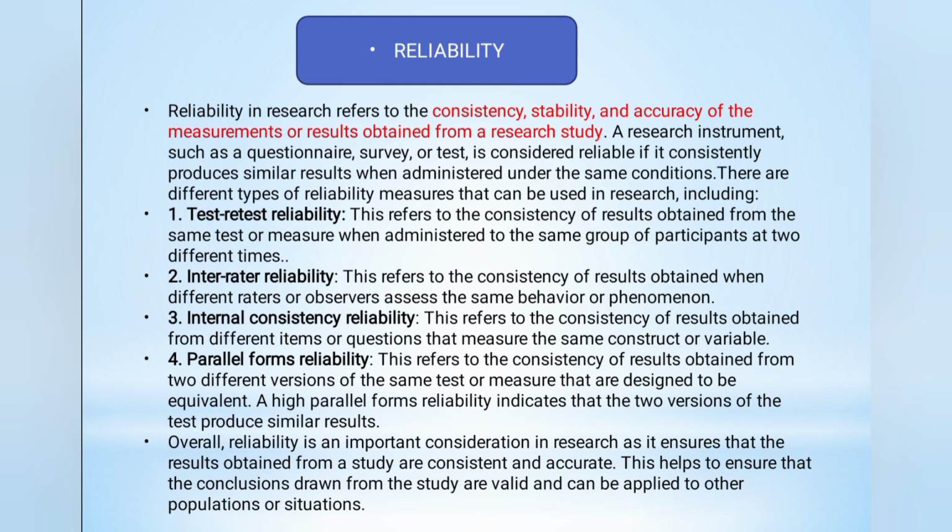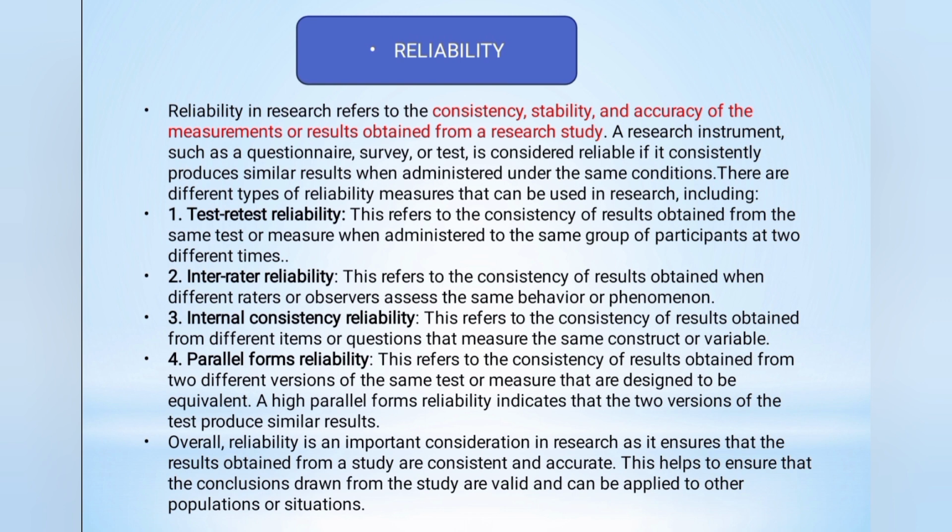Reliability. Reliability in research refers to the consistency, stability, and accuracy of the measurements or results obtained from a research study. A research instrument, such as a questionnaire, survey, or test, is considered reliable if it consistently produces similar results when administered under the same conditions. There are different types of reliability measures that can be used in research, including 1. Test-retest reliability. This refers to the consistency of results obtained from the same test or measure when administered to the same group of participants at two different times.